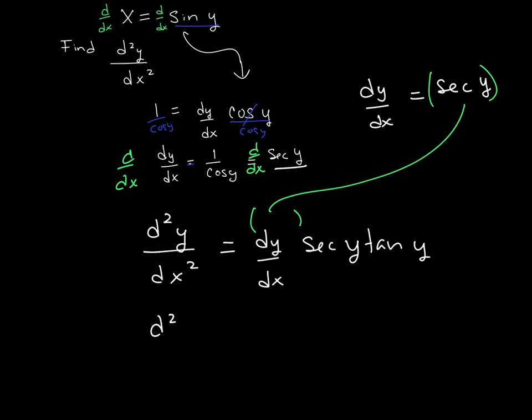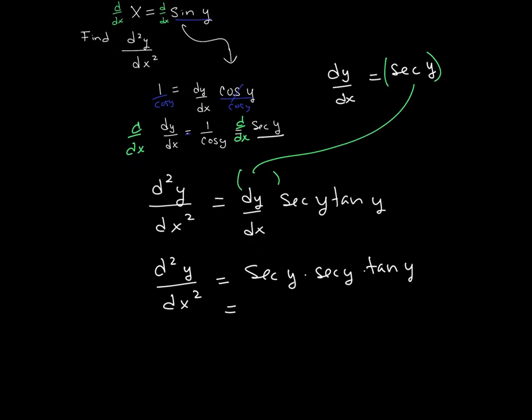So I go ahead and replace this with the secant of y. Now I have the second derivative of y with respect to x squared is equal to the secant of y times the secant of y times the tangent of y, or all of that is just equal to the secant squared of y tangent of y.